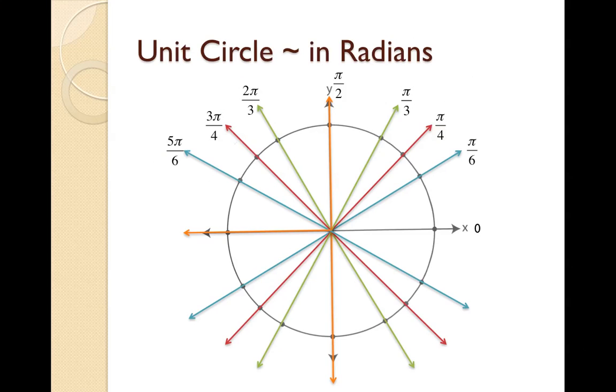Okay, so if we keep going now, halfway around our circle is going to be pi. And then we get to 7 pi over 6, 5 pi over 4, and 4 pi over 3. Again, notice the repetition of those denominators. We get to the negative y-axis, which is 3 pi over 2, and then we have 5 pi over 3, 7 pi over 4, and 11 pi over 6.